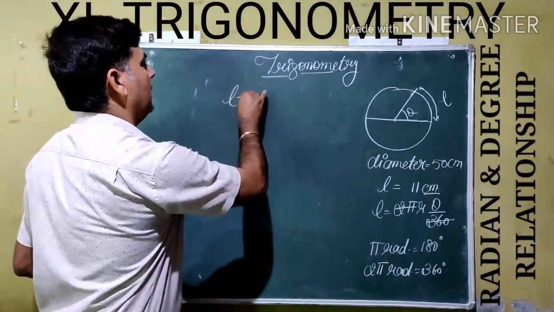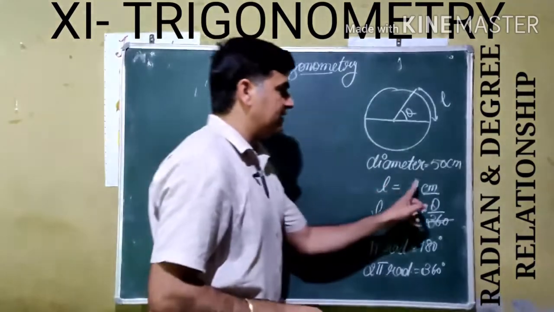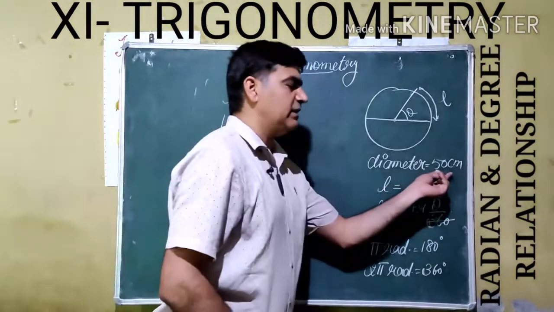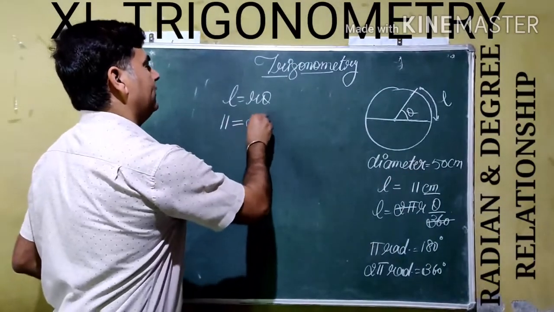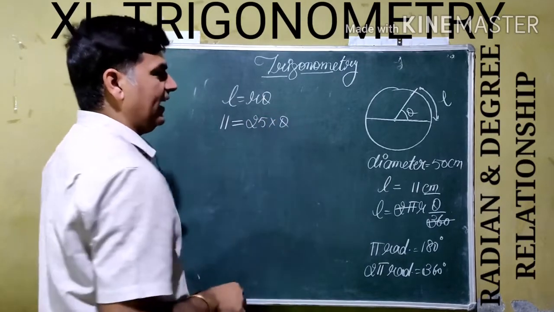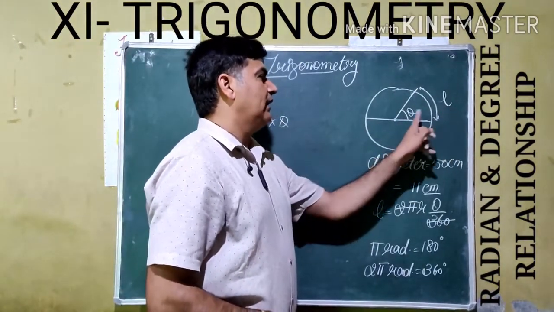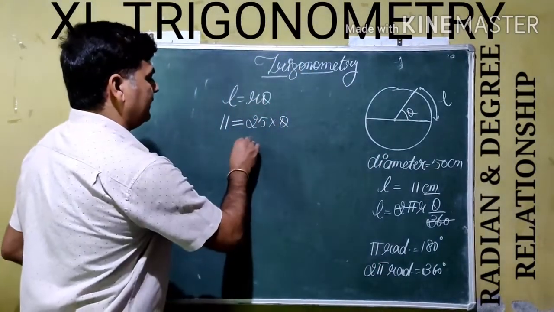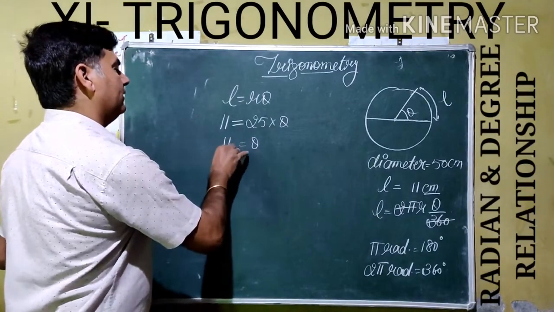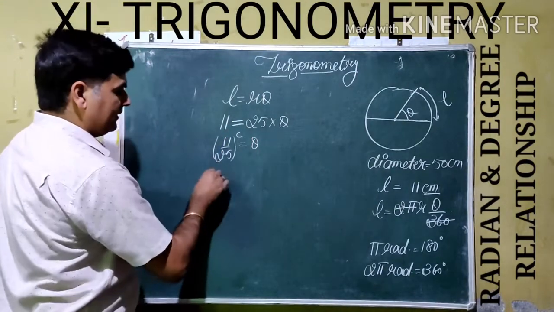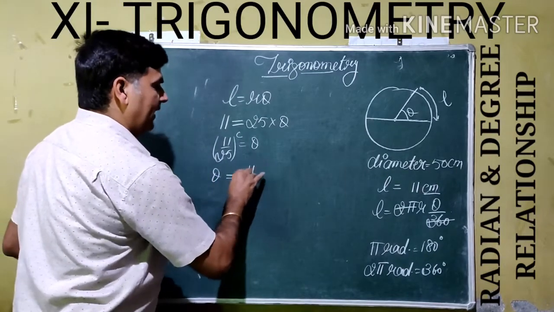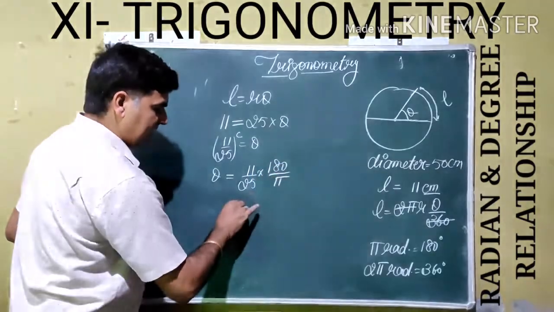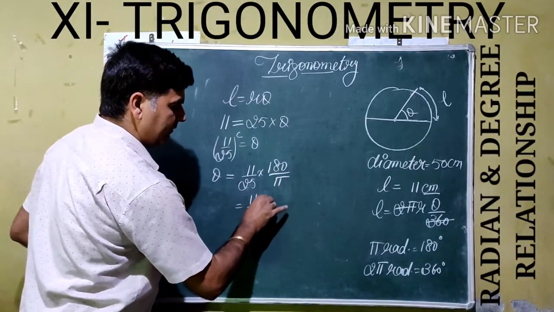Now the formula changes. L is equal to r theta. The value of L is given as 11 centimeter. Replace it. Radius, which is half of the diameter, means half of 50, becomes 25. Multiply by theta, the angle made by the length of arc L at the center of the circle, which is in radian only. So the value of theta becomes 11 by 25. It is in radian. And we know that to convert any value in radian to degree, it is multiplied by 180 by pi, where pi is replaced by 22 by 7.